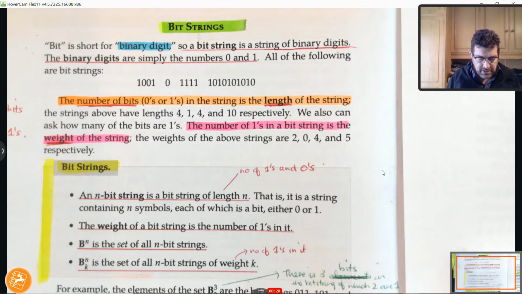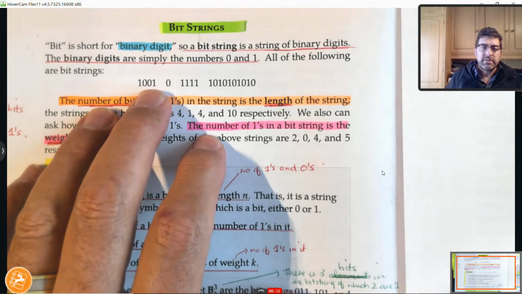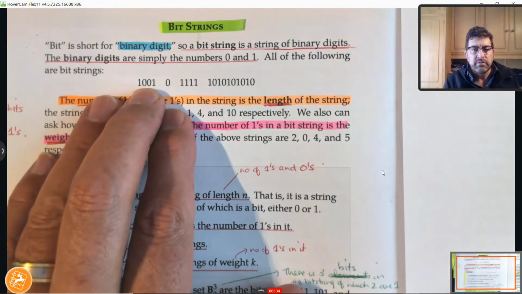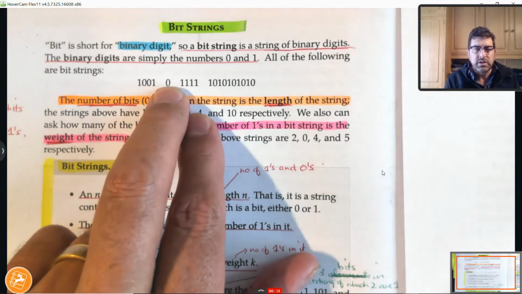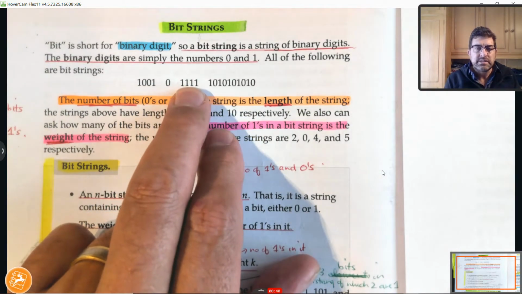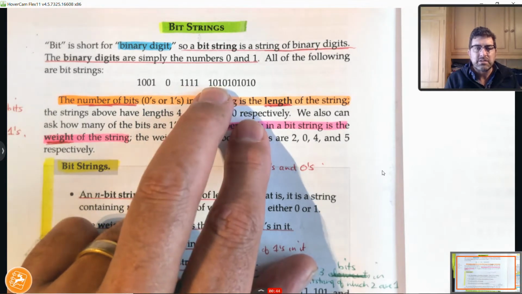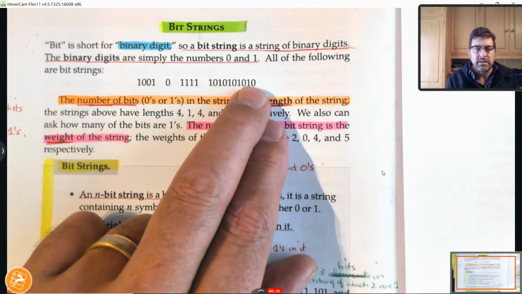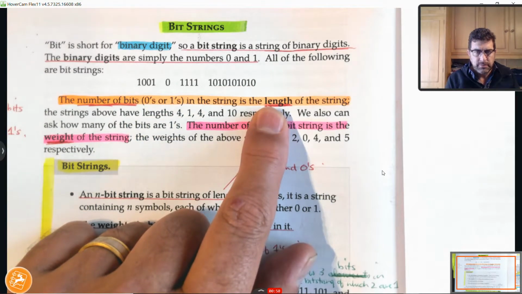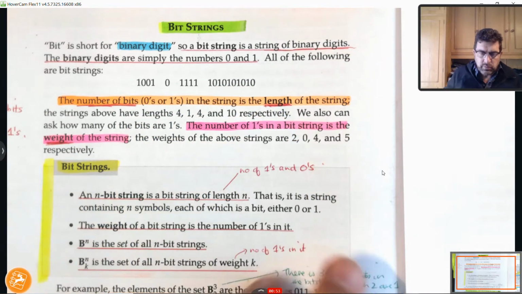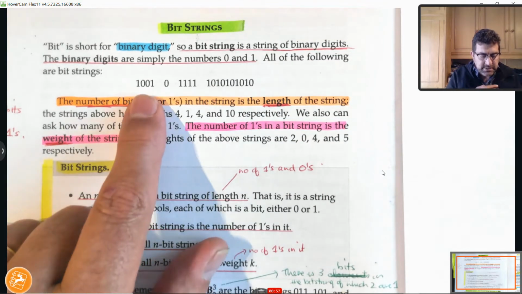Of all the following, if we look at 1001, that's a bit string that has 4 elements in it. 0 is a bit string with 1 element. There's a bit string with 4 elements, and here's one with 10: 2, 4, 6, 8, 10. Now that we call the length of the bit string, and we will write it for the first one as B4.